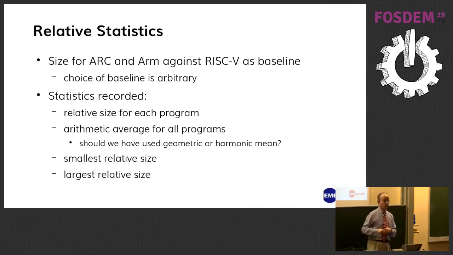And we'll also look at the smallest relative size. So in other words, which program on this processor is so much better than RISC V or so much worse than RISC V. And those are really interesting because they're ones where the compilers are clearly doing something different. So those are the statistics we're going to record. So let's just run some statistics.